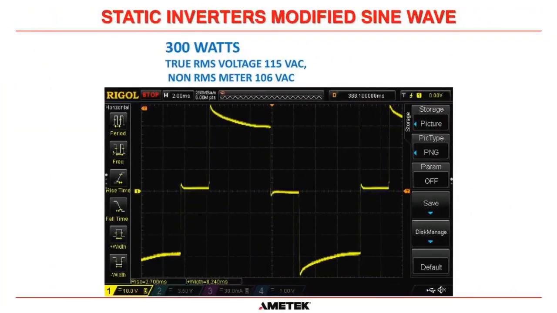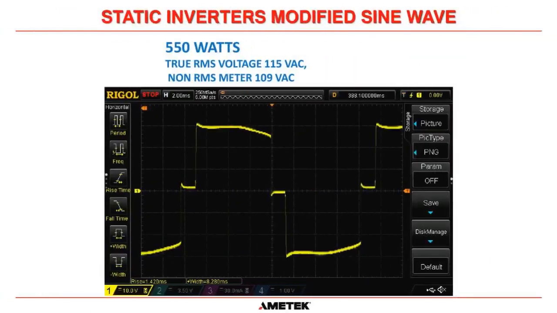And here's 300 watts, and the pulse width is a little bit wider, not much, a few milliseconds. Notice the non-RMS meter now is reading 106 volts AC, and the true RMS, the Fluke 87, is still right around 115 to 116. Here's at 550 watts, and our non-RMS meter is reading closer to the true RMS value because we're approaching a square wave here. Again, this is what they call a modified sine wave. And I say, yes, it certainly is modified. It's a long ways from what we would think of a sine wave. But anyhow, that's what we've got right there.